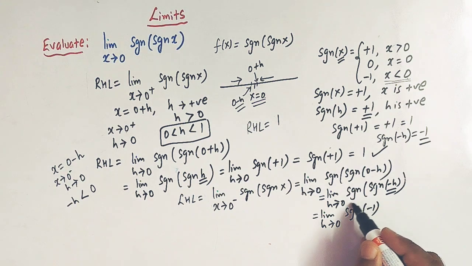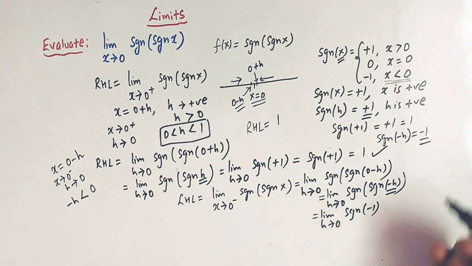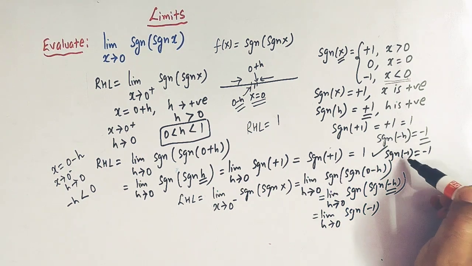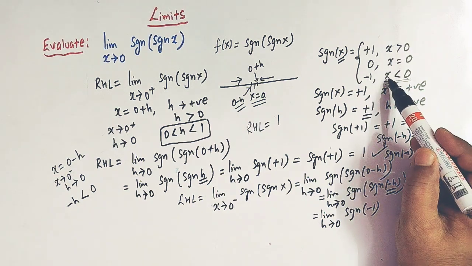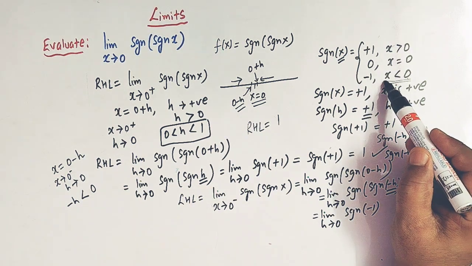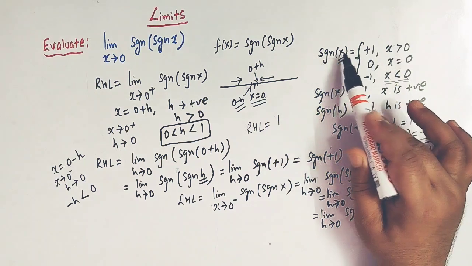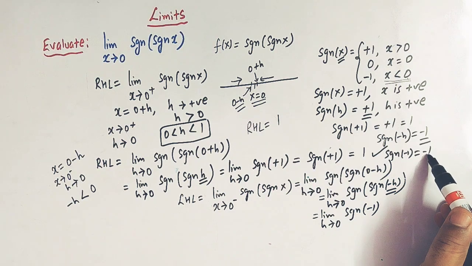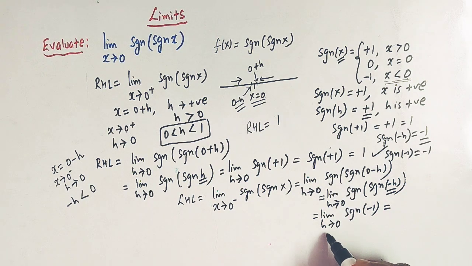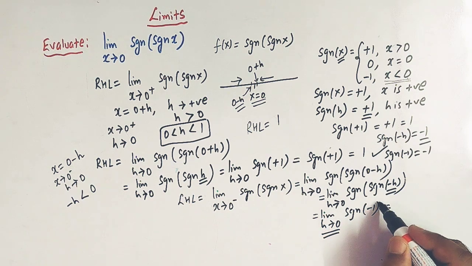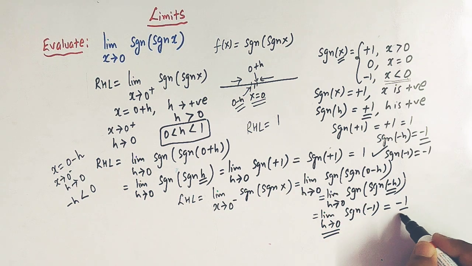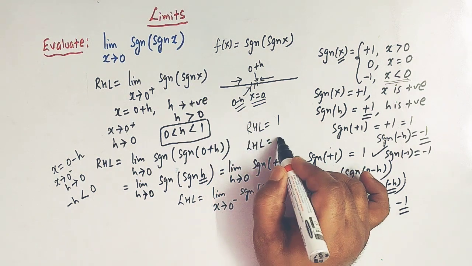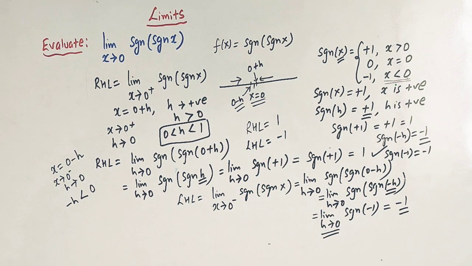And now see, signum of minus 1 is again equal to minus 1, because minus 1 is a negative quantity, and here we have x less than 0. So when x is a negative quantity, then signum of x is equal to minus 1. So signum of minus 1 is equal to minus 1. Now we can drop this limit notation. So we see that the left hand limit is equal to minus 1.